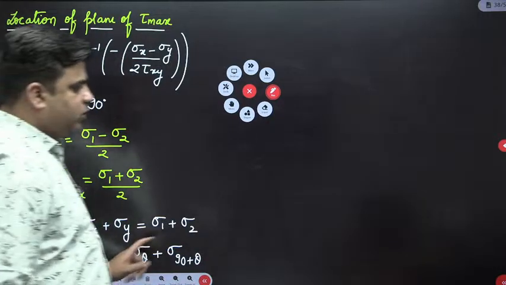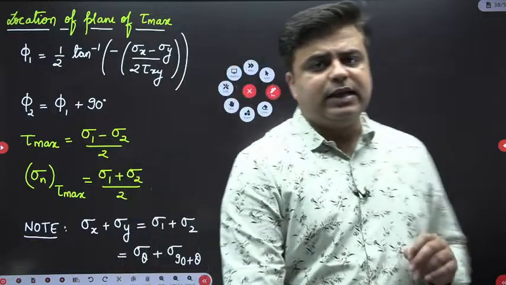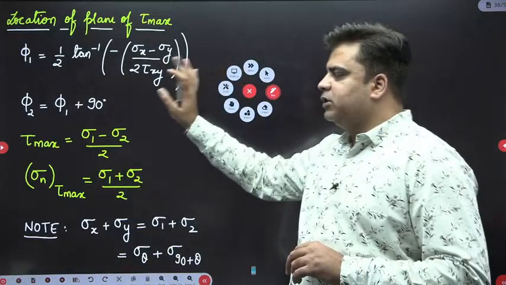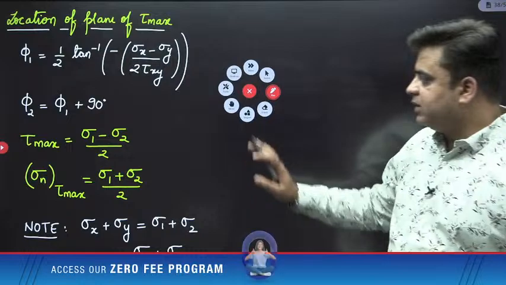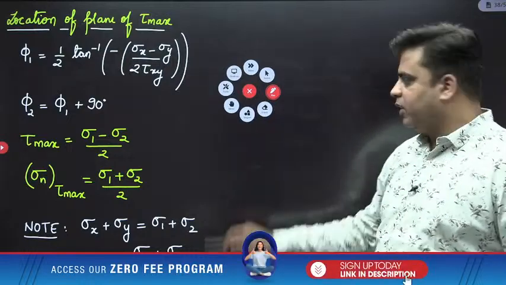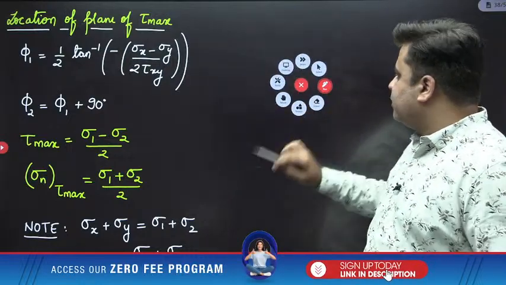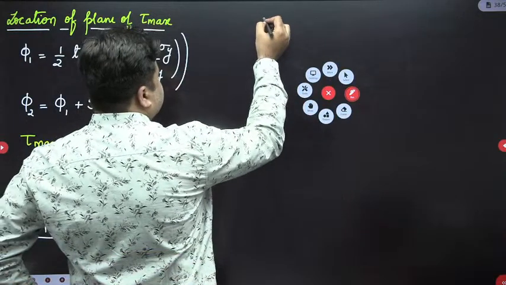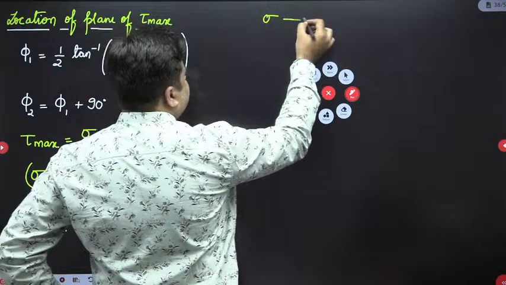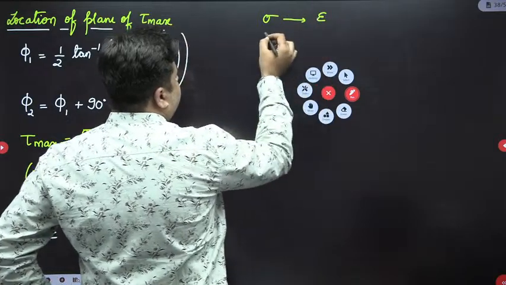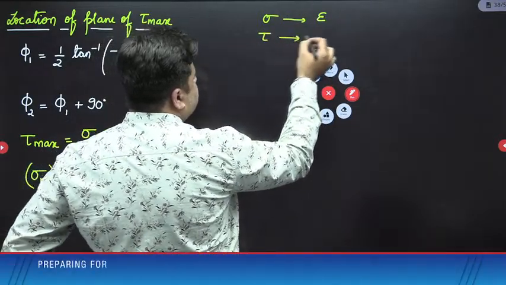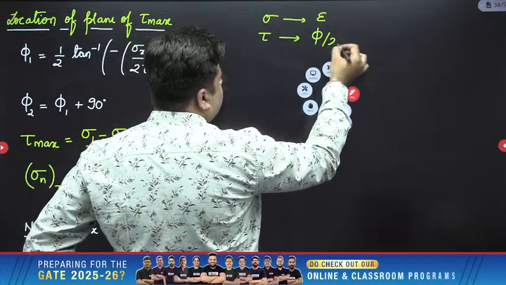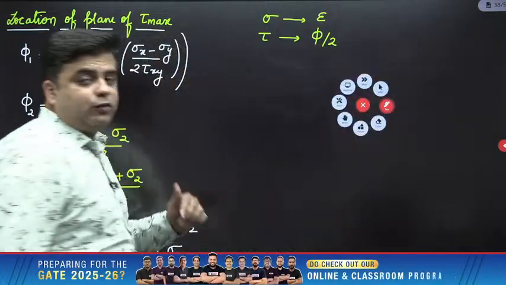This has to be constant. Okay. So these are the expressions of all the principal stresses and the maximum shear stress. In all these expressions of stresses, if you replace normal stress with normal strain and shear stress with shear strain by 2, you will get the expression for strains.